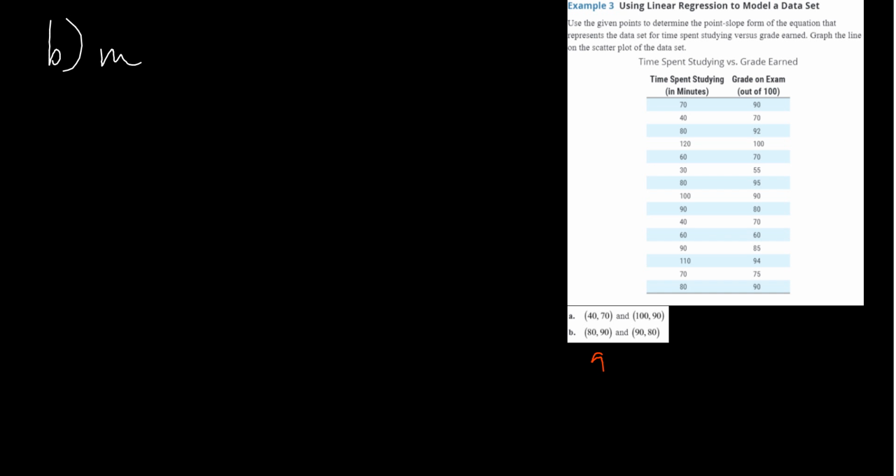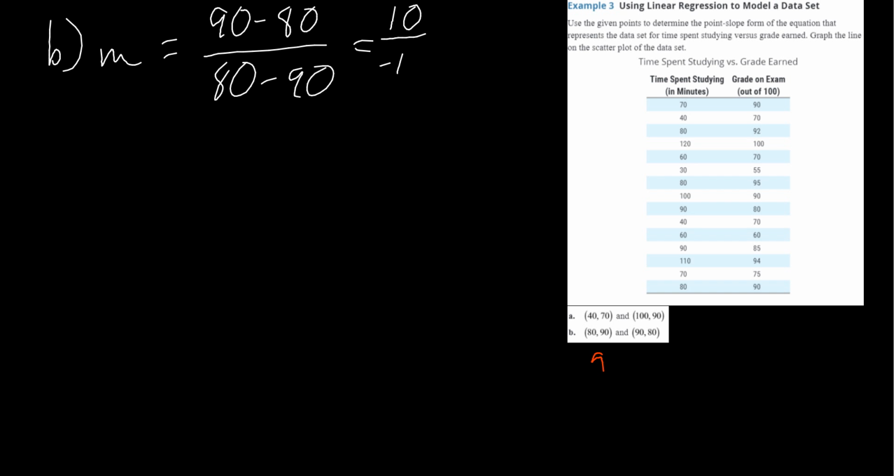So m is equal to 90 minus 80 over 80 minus 90. Okay, so this is, I won't say confusing, but it kind of sucks. So 90 minus 80 is 10. 80 minus 90 is negative 10. And so we have a slope of negative 1. Okay. Next, we're going to put this into our point slope form.